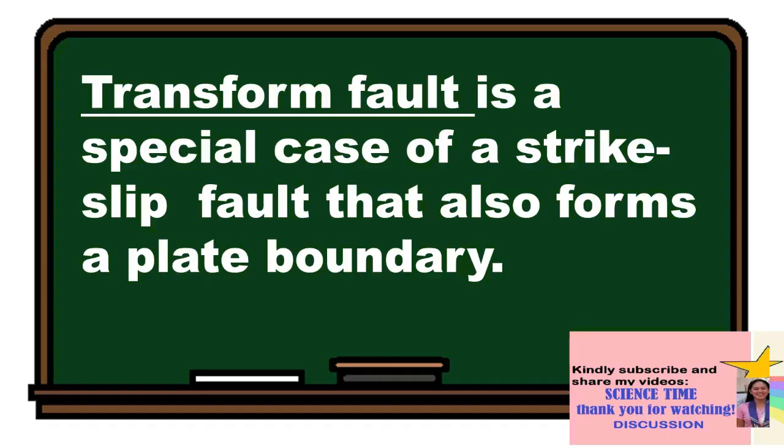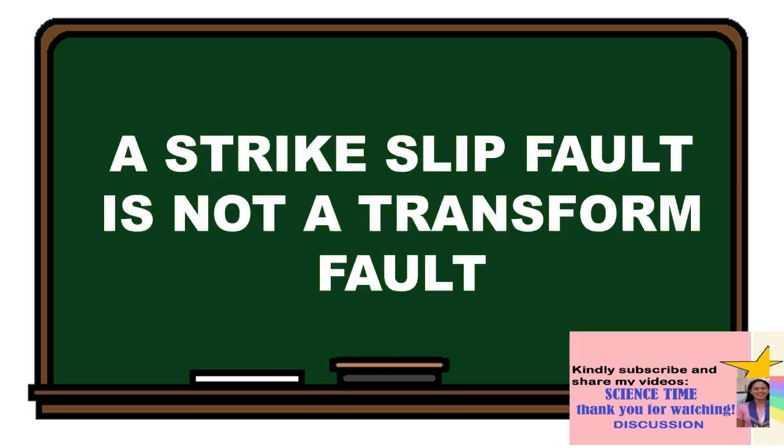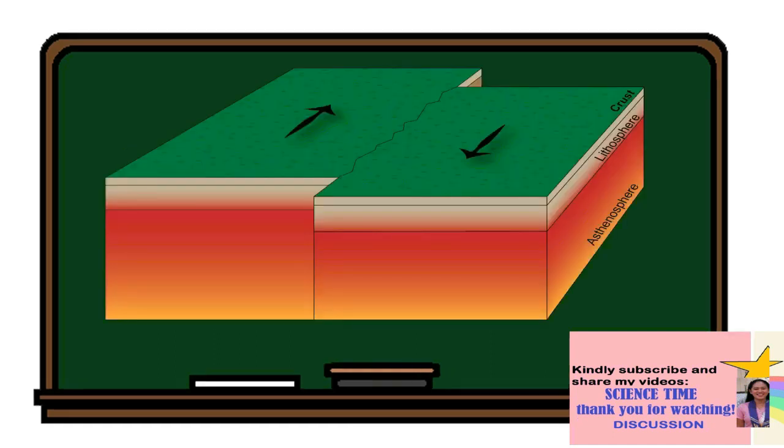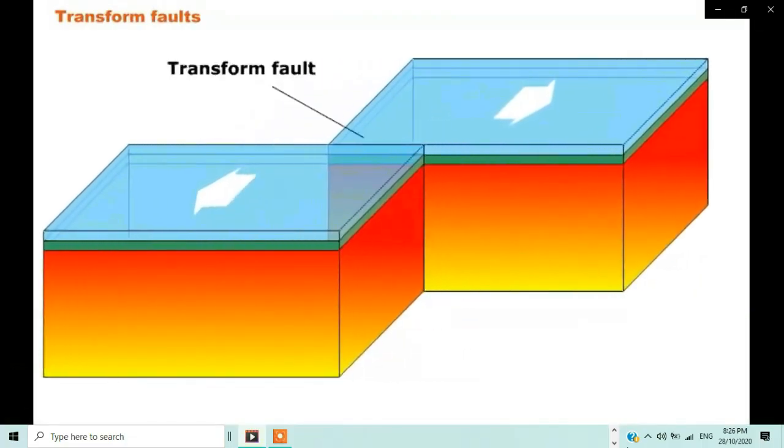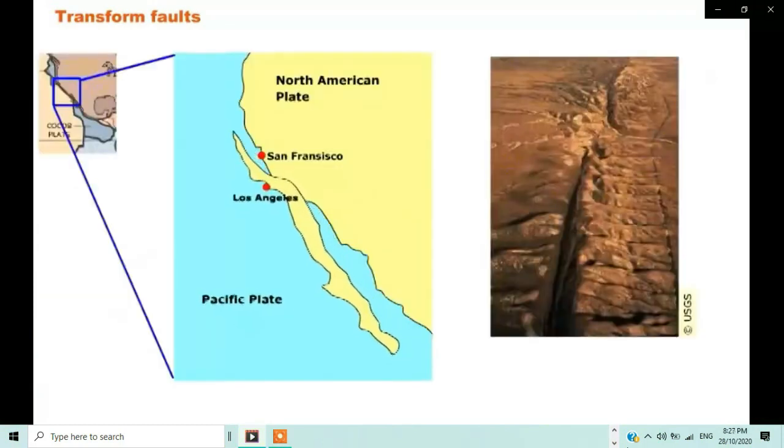boundary. Don't you know that a strike-slip fault is not a transform fault? Transform faults can be distinguished from the typical strike-slip faults because the sense of movement is in the opposite direction, as what you've seen in the illustration. A strike-slip fault is a simple offset.